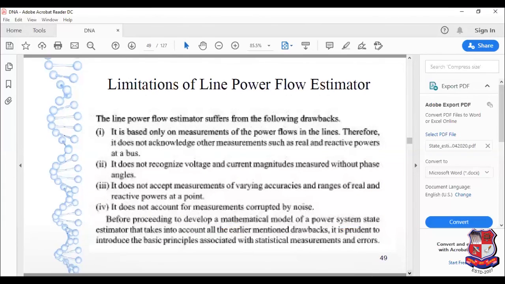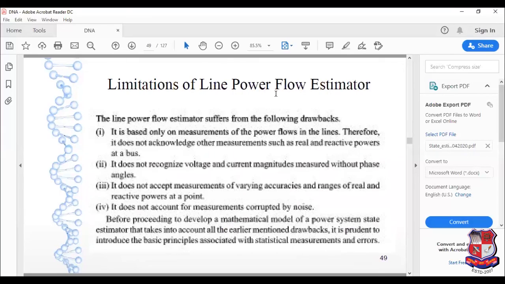So now, what are the limitations of this power system estimation? See over here, we have only considered the calculation of V and delta. Real and imaginary terms we will discuss afterwards, because whenever we have both terms, active power, reactive power and all that, how we can derive the value of V and compare it with the estimated value, we will discuss later on. The first one is that it is based on measurement of the power flow in the lines, and therefore it does not acknowledge measurements such as real and reactive power at the bus. As I mentioned earlier during the theory sessions, we are calculating for lines, not for buses.